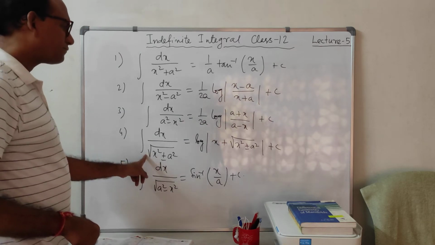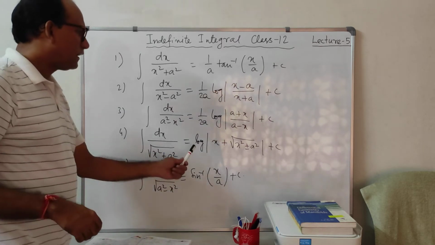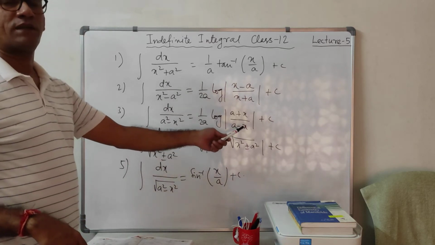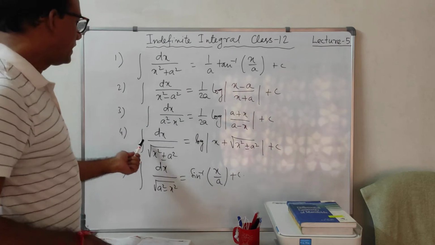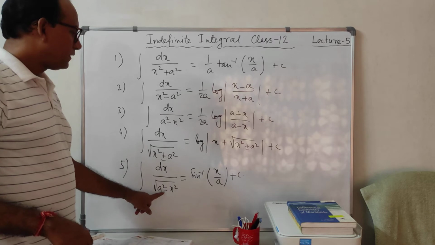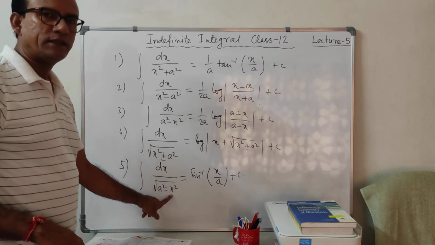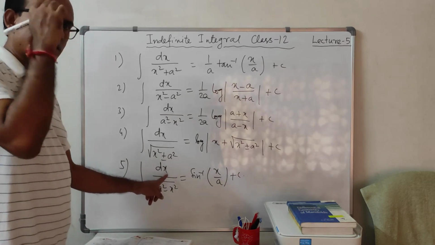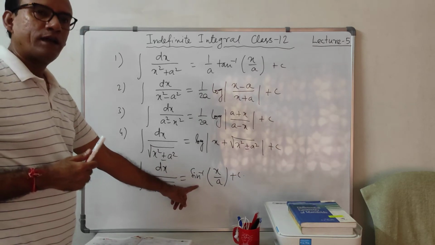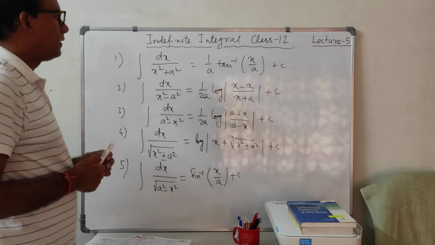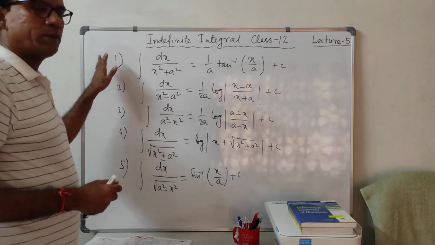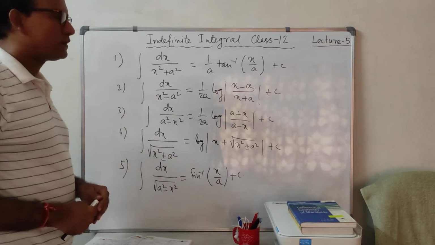For this, some steps are there. You have to take log mod of x plus root over x square plus or minus a square equals z. Only then you will get this. And for this, it is very easy. If you take x equals a sine theta, here theta is the new variable, x was the old variable, you will surely get sine inverse x by a plus c. But for brevity, we do not show the proofs of all these formulas.